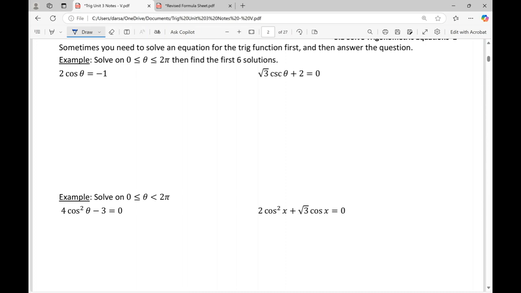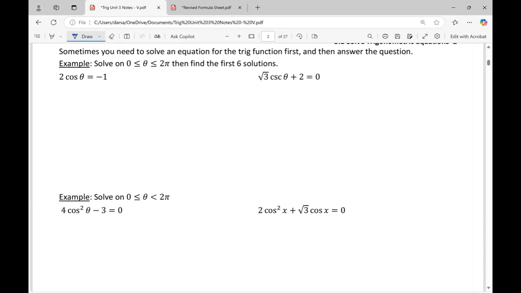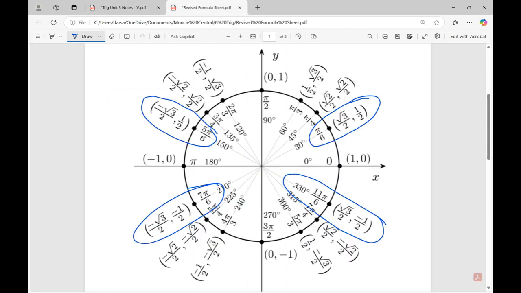Sometimes when we are solving equations in trigonometry, we must first begin by isolating the trigonometric function. So in our first example here, we have 2 cosine theta is equal to -1. You'll notice that the cosine theta is not by itself on the left-hand side, or isolated. So what we need to do, since 2 is multiplied by cosine, is divide both sides by 2 to isolate that cosine. So we get cosine of theta is equal to -1/2.